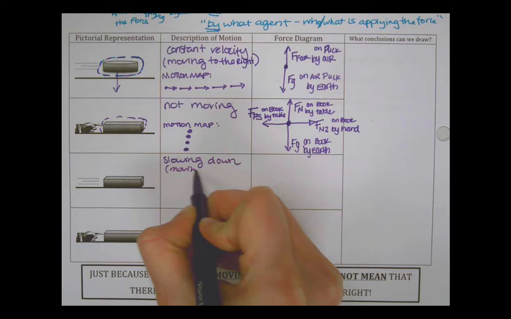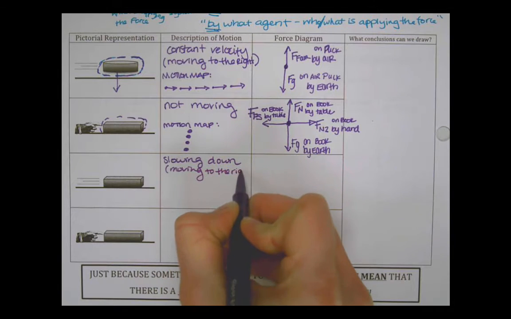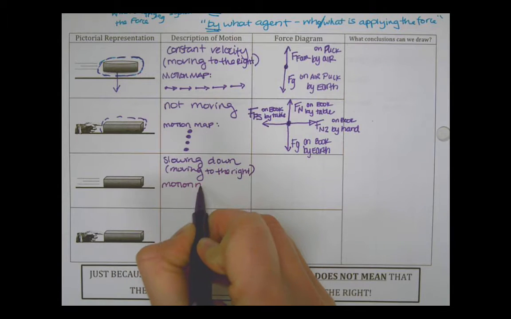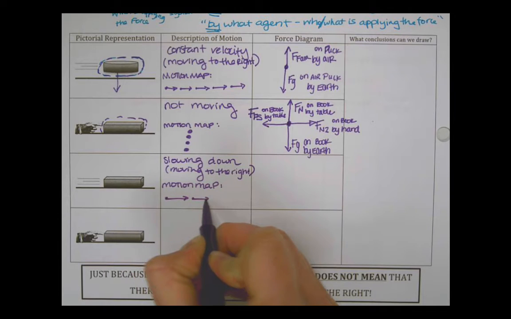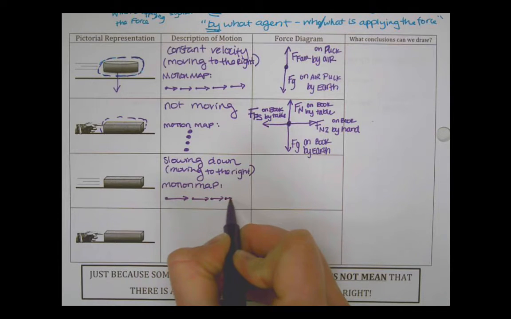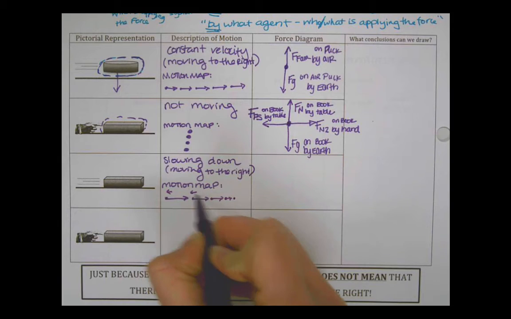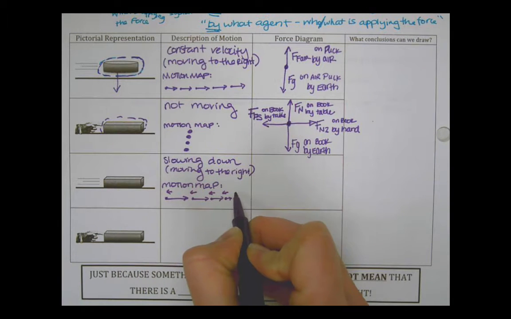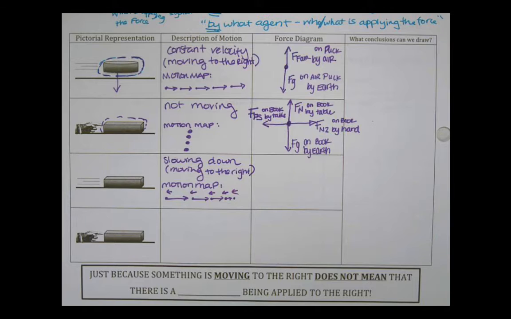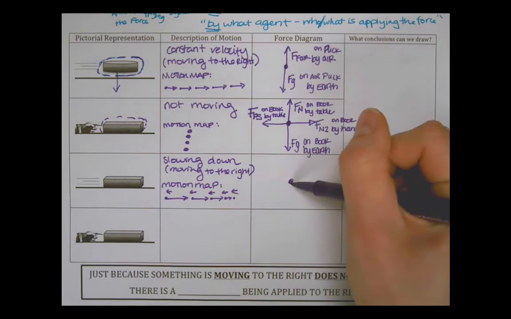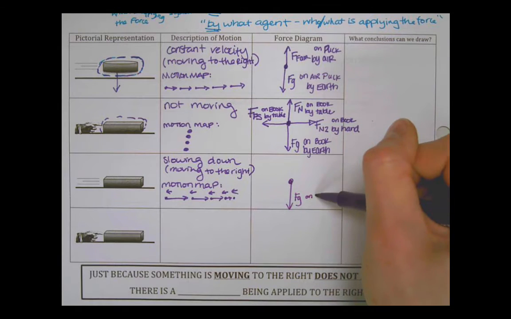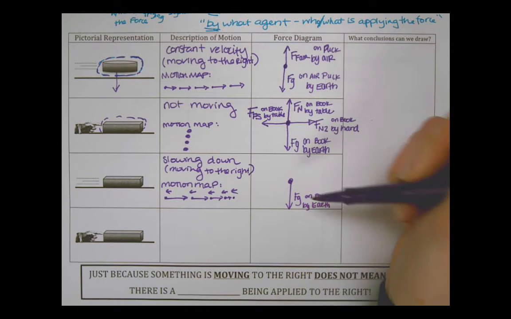Again, moving to the right. If I were to draw a motion map, we know that it's moving to the right, but getting smaller and smaller velocities as we go, which would imply that our acceleration is to the left. The force diagram for this one, I have FG down again, on book, by earth. Hopefully that will be your favorite one soon.